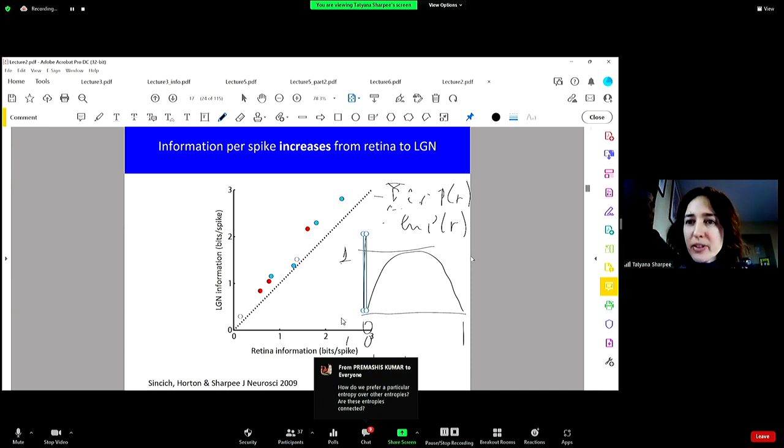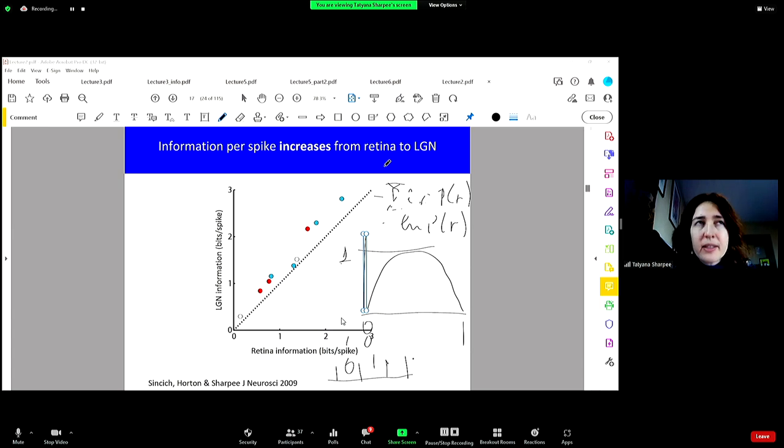Okay, so we have questions here. The reference is entropy and information in neural spike trains. I'll look for it and put it in the chat.